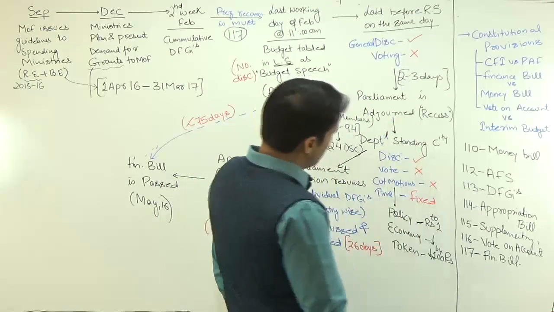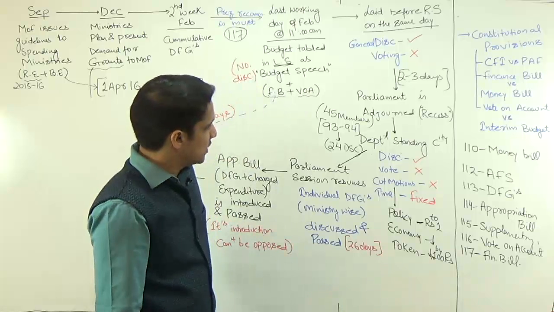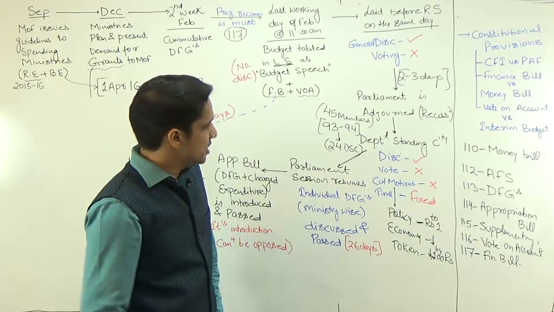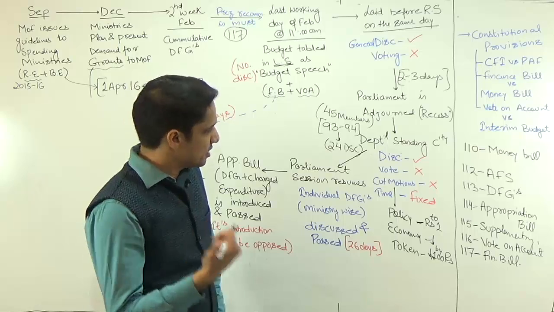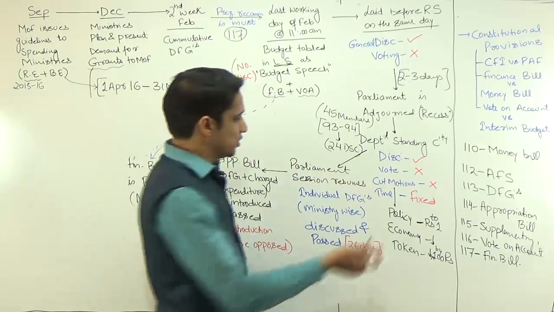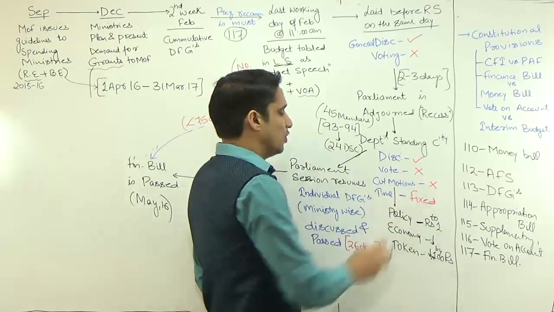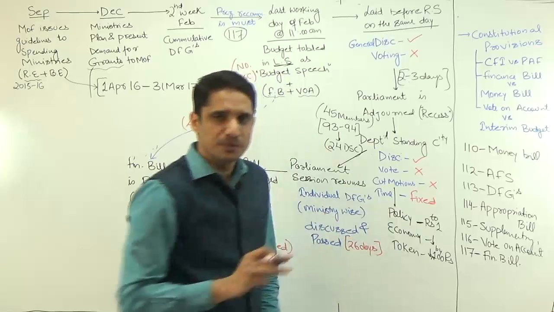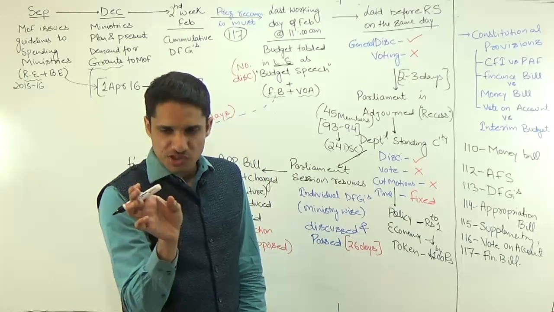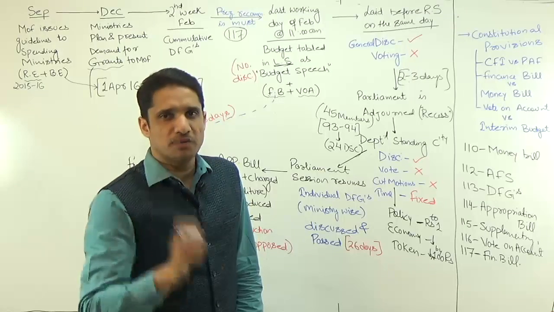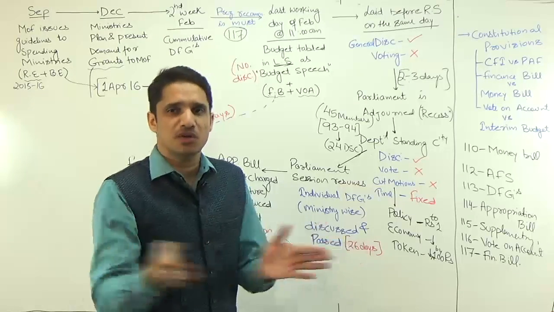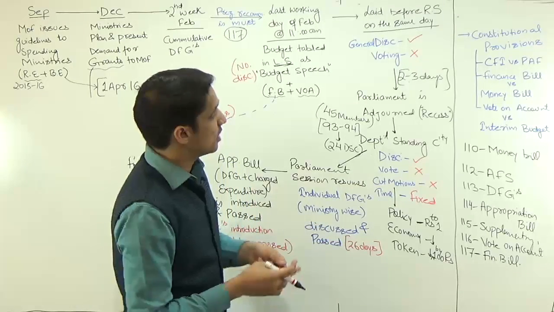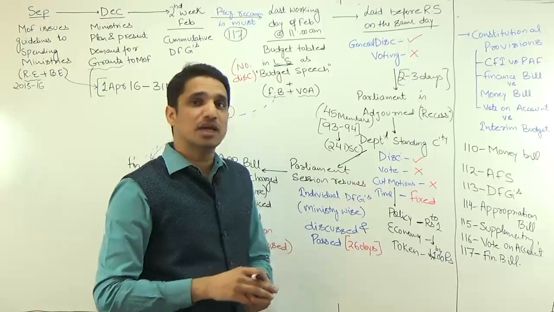So this is the departmental standing committee system which was started in 93-94. This departmental standing committee will discuss and scrutinize it, but no cut motion can be passed and no voting can take place. Their time is fixed. Parliament decides that this much time has been allocated to the departmental standing committee, and that time cannot be extended. Otherwise, the committees are very famous for extending the time frame.